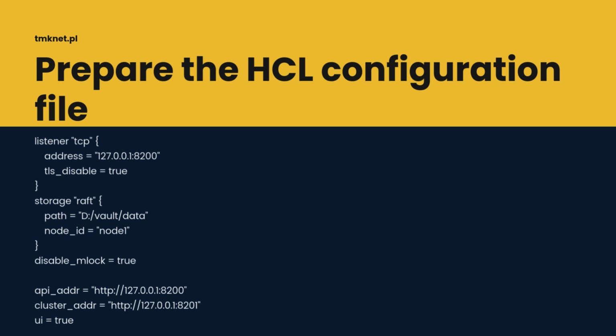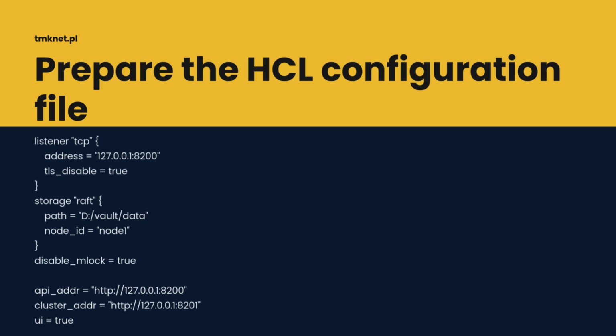api_addr equals http://127.0.0.1:8200. This is the API address that Vault uses to communicate with clients. It is set to http://127.0.0.1:8200, which refers to the local IP address and port.